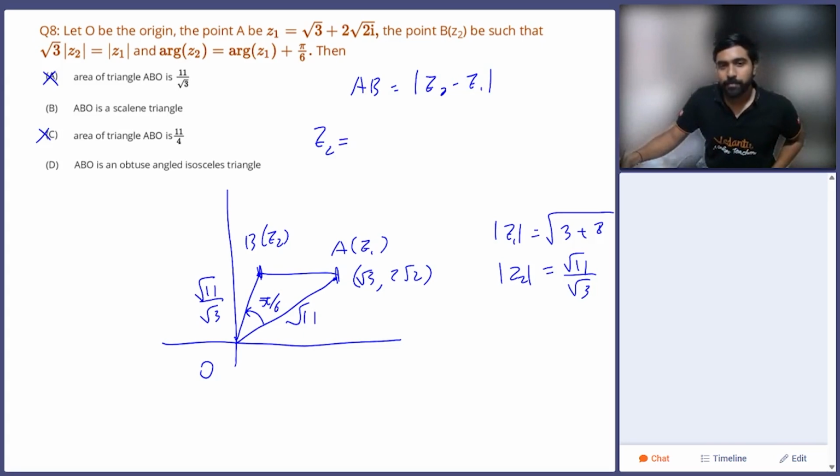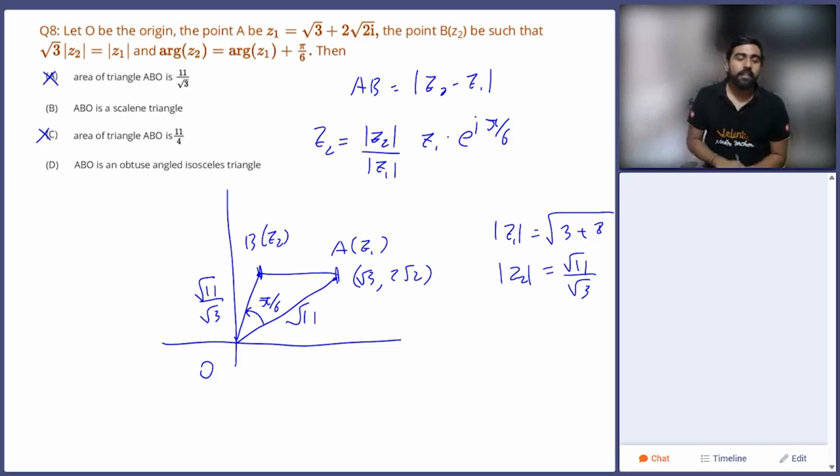What is Z2? Can I use Coni's theorem and say that Z2 is nothing but modulus Z2 divided by modulus Z1 into Z1 into e power iota pi by 6. So Z1 into e power iota pi by 6 is the logic that we are using over here. Okay, Z2 I can get using Coni's theorem, rotation of complex number. Z1 is rotated by an angle of pi by 6 to get this particular complex number over here. Okay, very well. Now let's substitute in all the values.